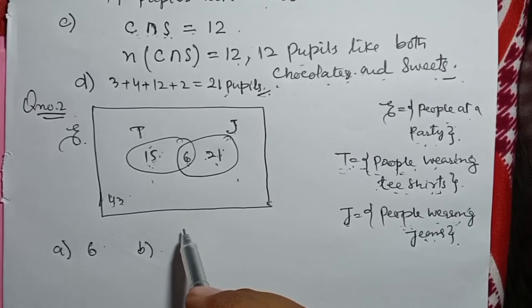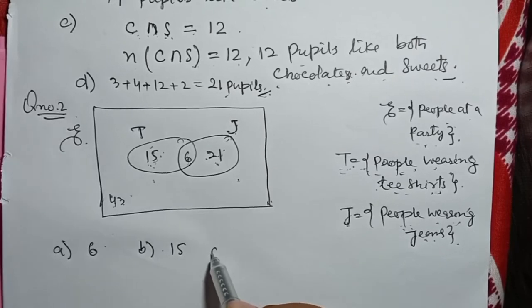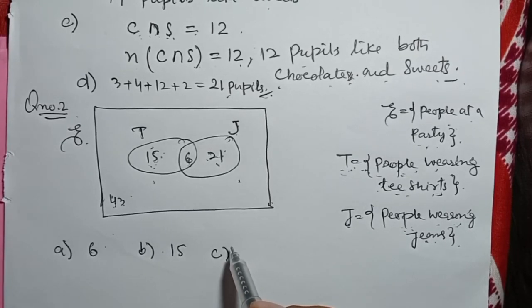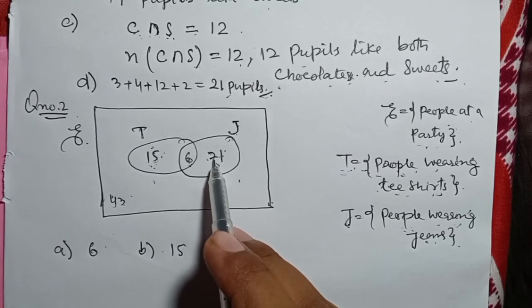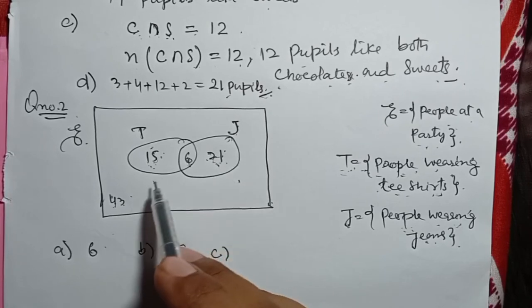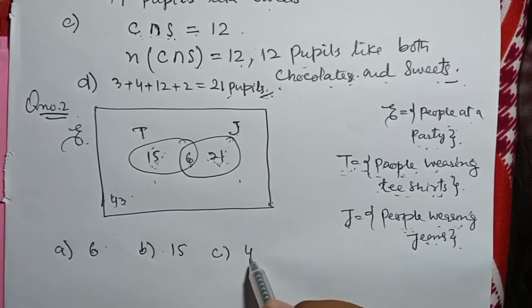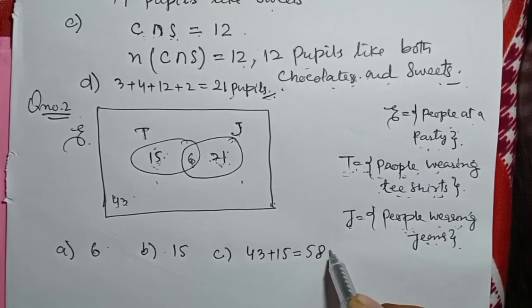Part B, how many people were wearing t-shirts but not jeans? Only t-shirts but not jeans, that's 15. Part C, how many people were not wearing jeans? Those people who were not wearing jeans, that means we should exclude 6 and 21. So 43 plus 15, that is 58 is the answer.